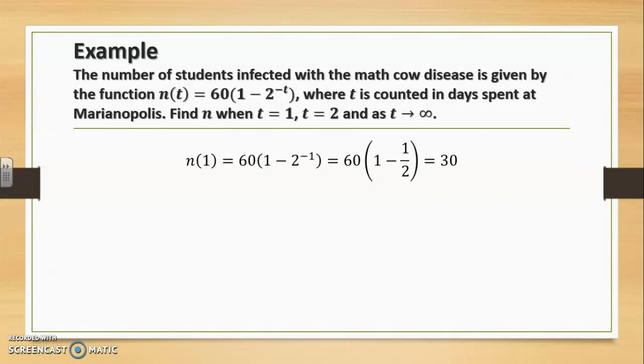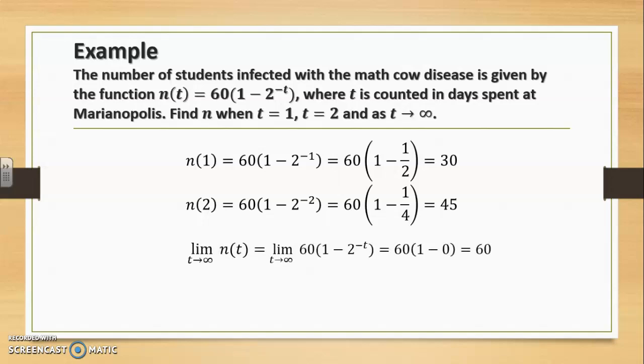Obviously, counting n for a t of 1 or t of 2 has nothing to do with limits. These are really just direct calculations. N at 1 is 30, and at 2 is 45, which means an additional 15 students were infected in the course of that one-day period.